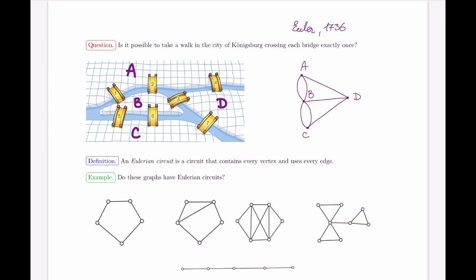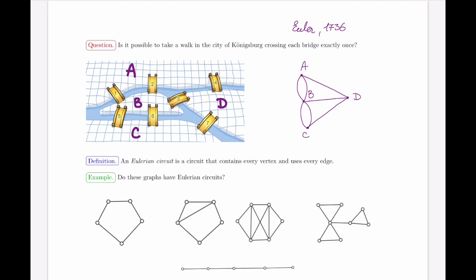Now, it might be a little bit easier to think about the problem without getting lost in the geography of the situation. So the question becomes, can you walk along this graph starting somewhere? So pick your favorite starting spot. Can you walk along this graph so that you are back to this exact same point and you have walked along every single edge? Because remember, edges correspond to bridges.